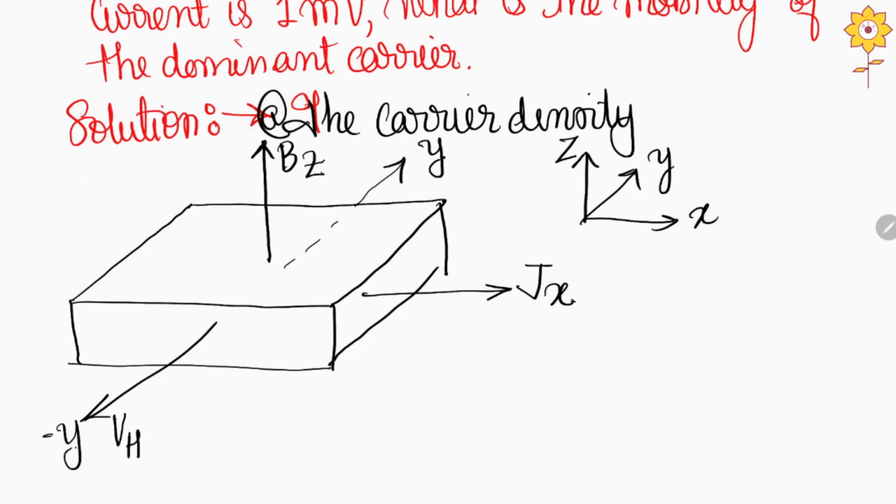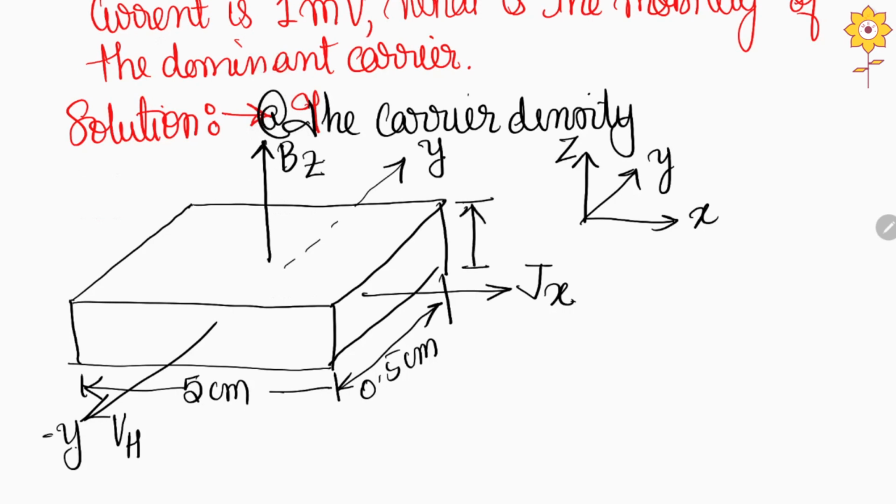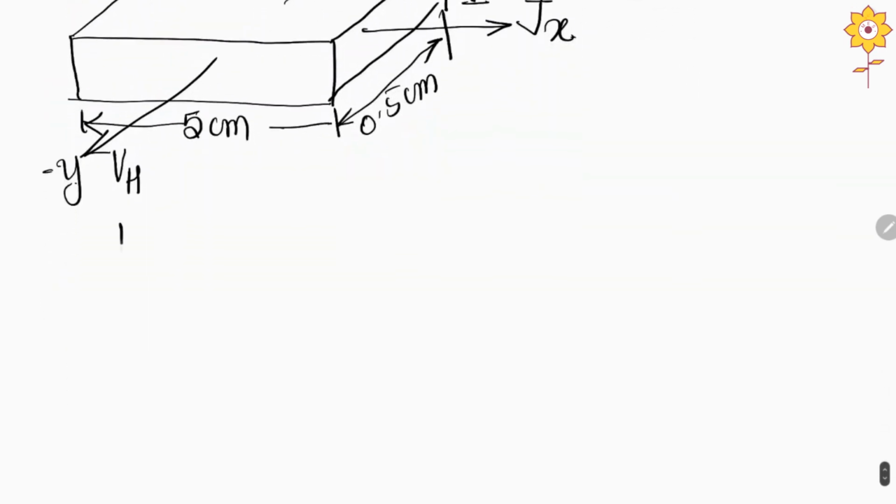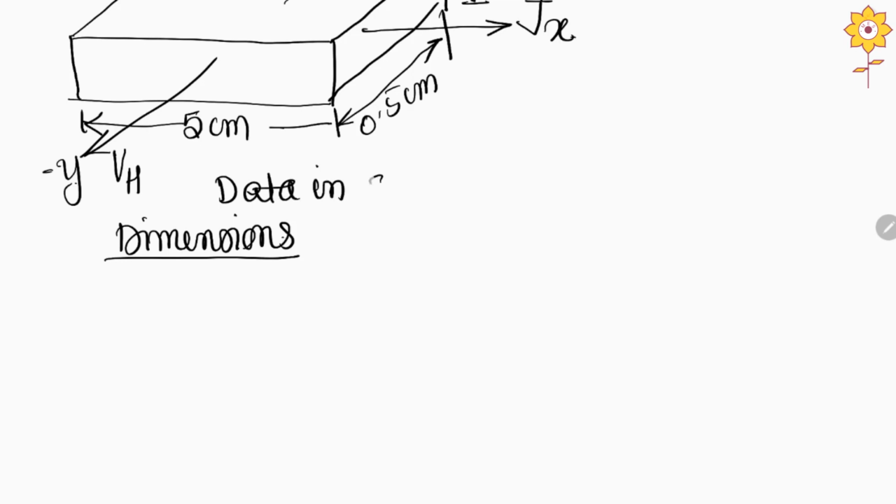At the same time, he has also given us the dimensions of each. So this width is 0.5 centimeter, the length is going to be 5 centimeter, and the height is going to be around 1 millimeter. So this is what we have been given. So let us now first of all put down the data and the dimensions in SI units. That's the first thing which we do.